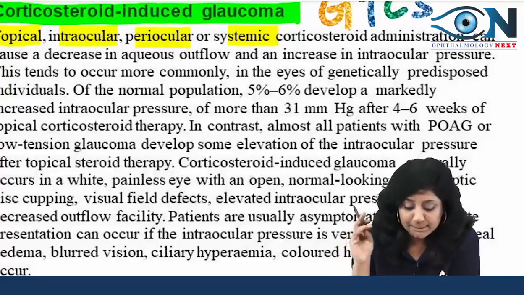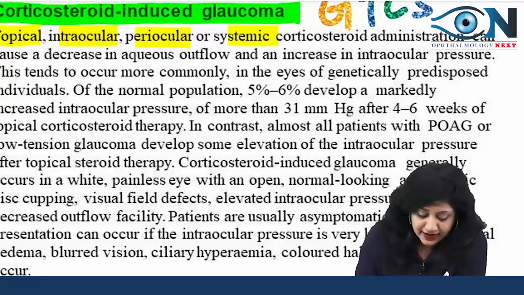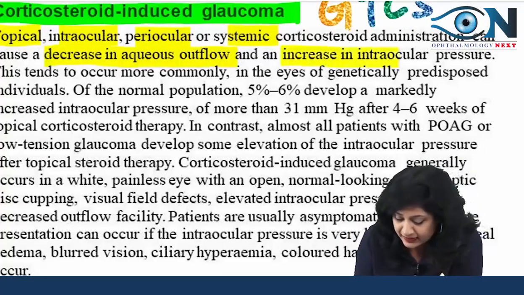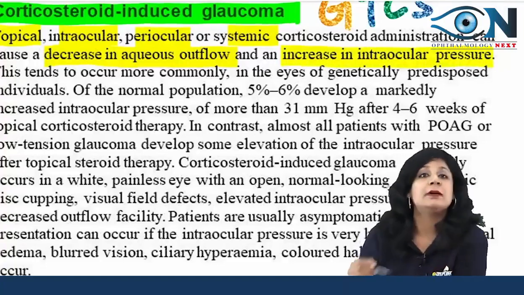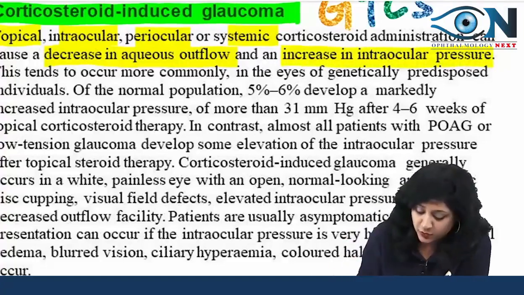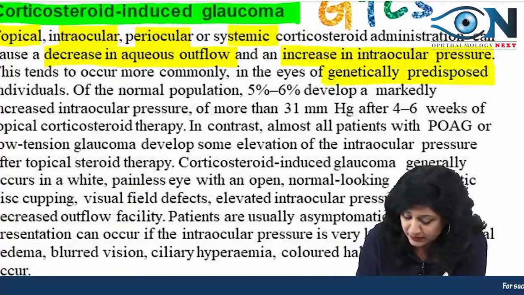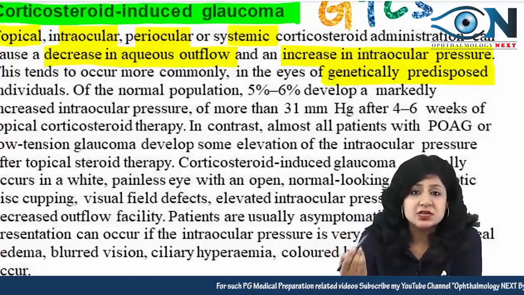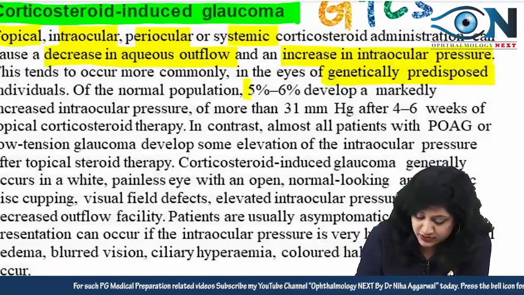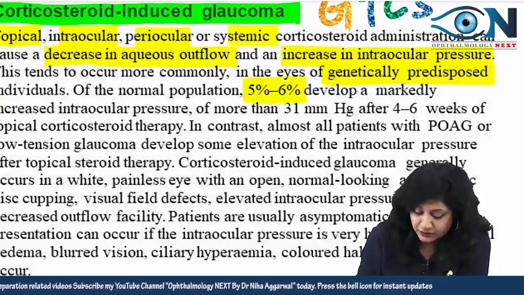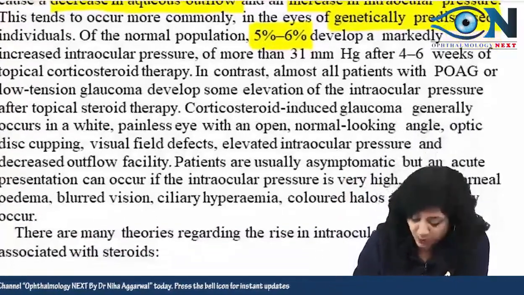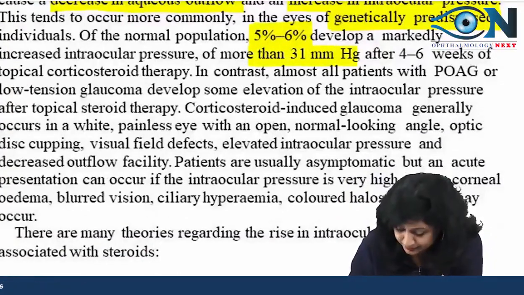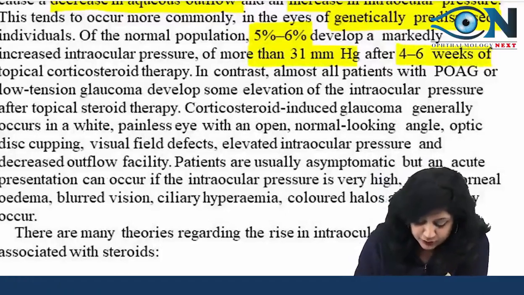Topical, intraocular, periocular, systemic, all can actually lead to a decrease in the aqueous outflow and an increase in the intraocular pressure, but not all patients will show it, only those who are genetically predisposed, which are the high or severe steroid responders. It is just 5 to 6% who will be high steroid responders, and they will show an intraocular pressure of more than 31 mm of mercury after 4 to 6 weeks of therapy.